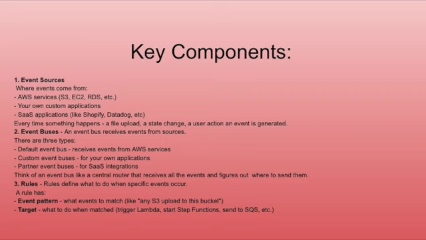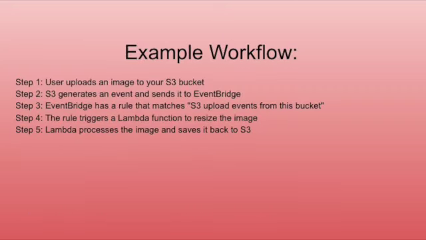So let's say you want to process images uploaded to S3. First, the user uploads an image to your S3 bucket. Second, S3 generates an event and sends it to EventBridge. Third, EventBridge has a rule that matches S3 upload events from this bucket. Fourth, the rule triggers a Lambda function to resize the image. And then finally, the Lambda processes the image and saves it back to S3. So it's all automatic. There's no polling, no manual checking, and EventBridge detects the event and triggers the workflow instantly.